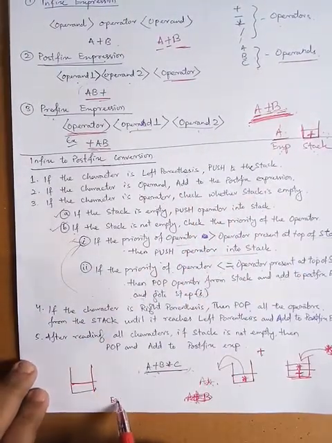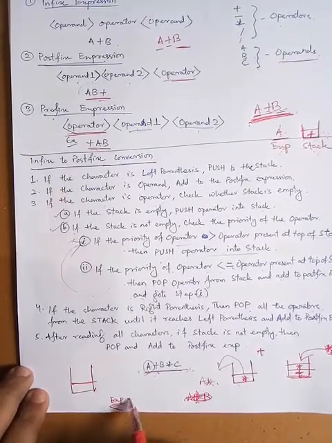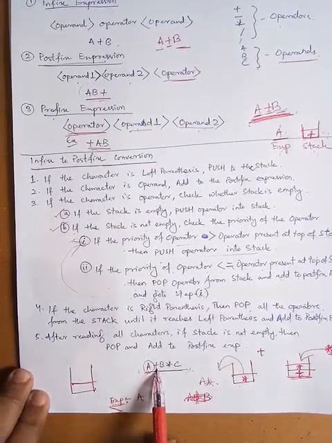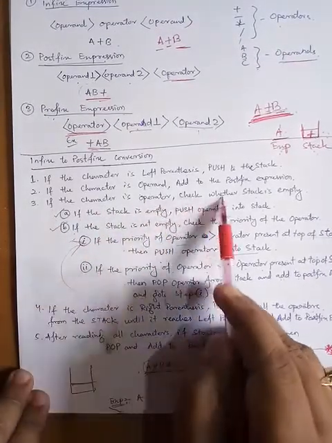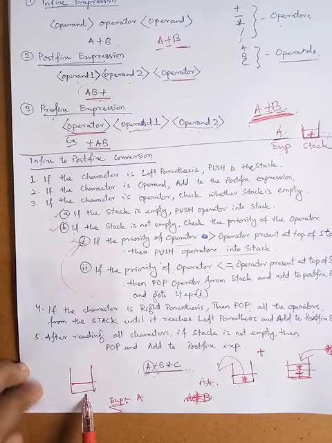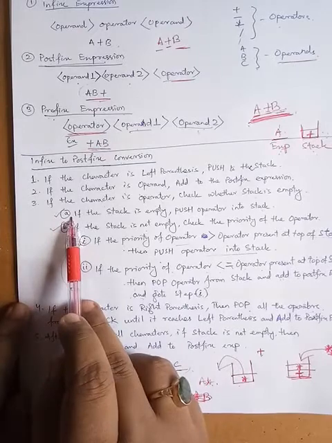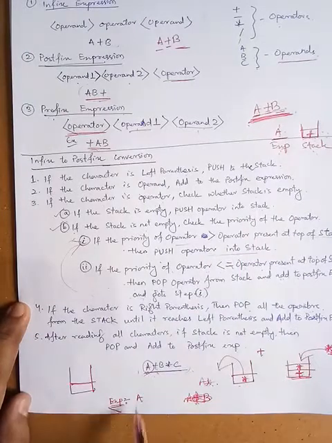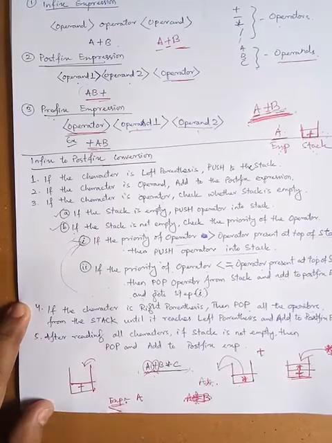Now suppose this one is the expression. So a, the first character, will be added to the postfix expression. Now the second one is the plus symbol. Plus is an operator. If the character is an operator, then check whether the stack is empty. Now the stack is empty here, so we follow condition 3a: if the stack is empty, push the operator into the stack. That means this plus sign will be pushed into the stack. So the stack contains the plus symbol.